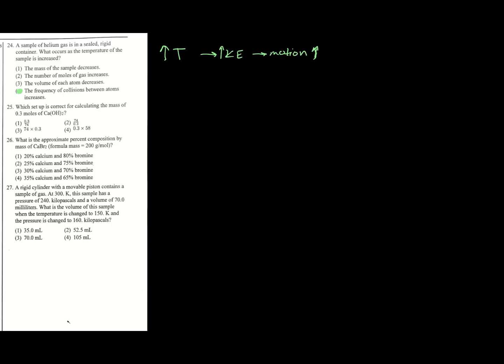Number 25. Which setup is correct for calculating the mass of 0.3 moles of calcium hydroxide? Okay, so this number 25 is going to need a formula, so we're going to need number of moles equals mass over gram formula mass. So the gram formula mass we actually have to calculate. So I'm going to do this in a separate section over here. So calcium hydroxide.